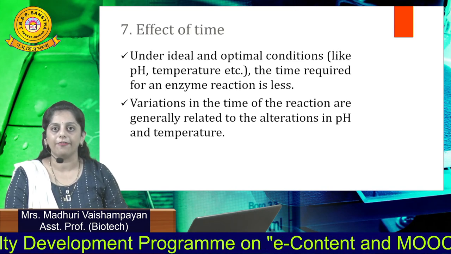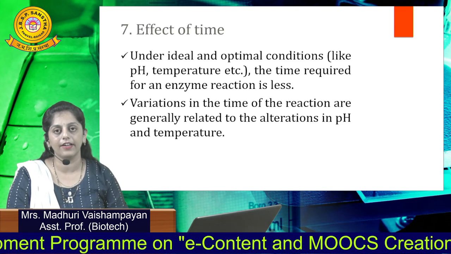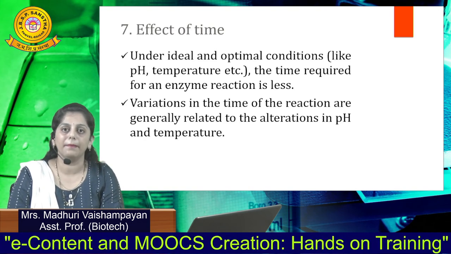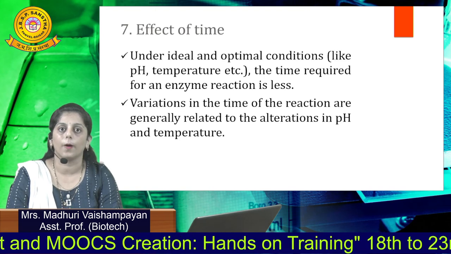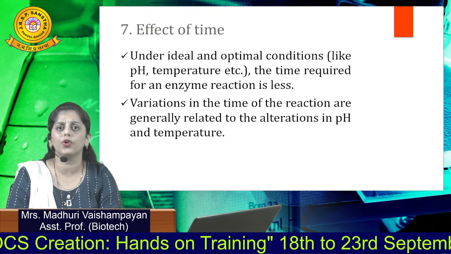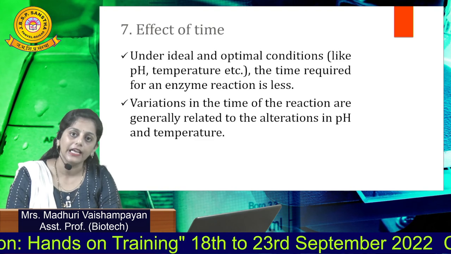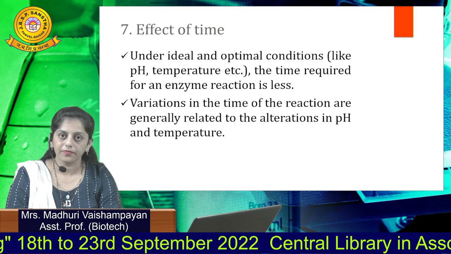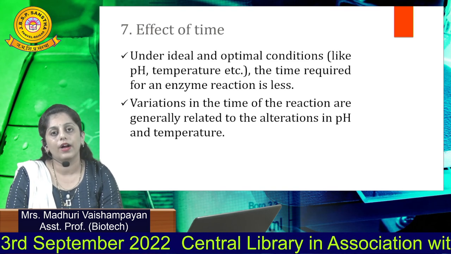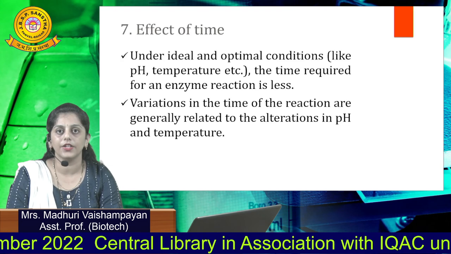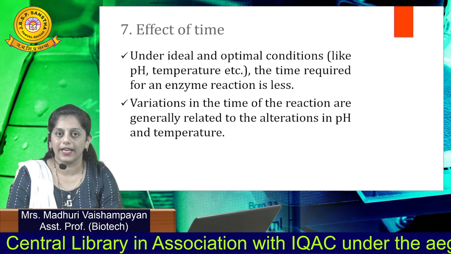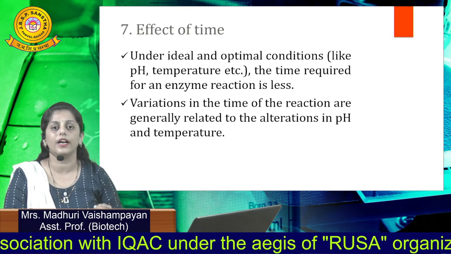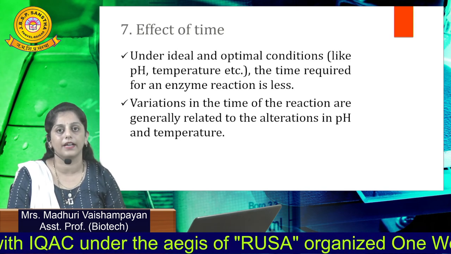The next factor which affects the activity of your enzyme is time. Under ideal optimal conditions like optimum pH and optimum temperature, the time required to complete the reaction is comparatively less. If you want to achieve a better reaction, you have to provide the optimum conditions to complete the reaction. Variations in the time and in the parameters will lead to interrupted reaction or interrupted results.